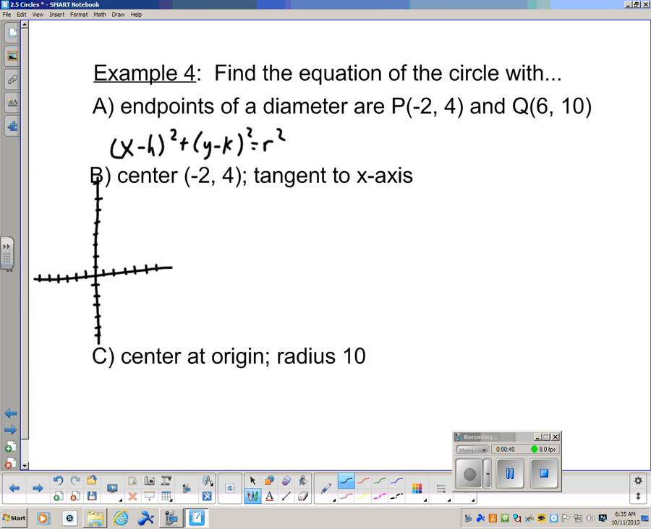So I'm going to go ahead and plot negative 2, 4. So I've got negative 2, 4 over there plotted. A tangent line, what that is, it just hits the circle in one point there. So it says it's tangent to the x-axis. This is my x-axis right here. So it's supposed to hit the circle in exactly one point.